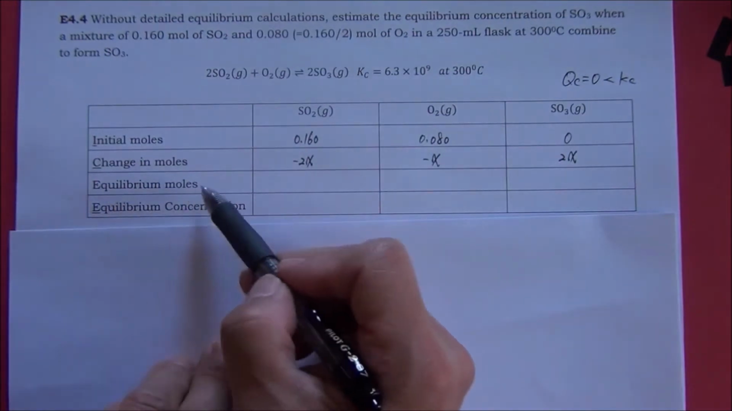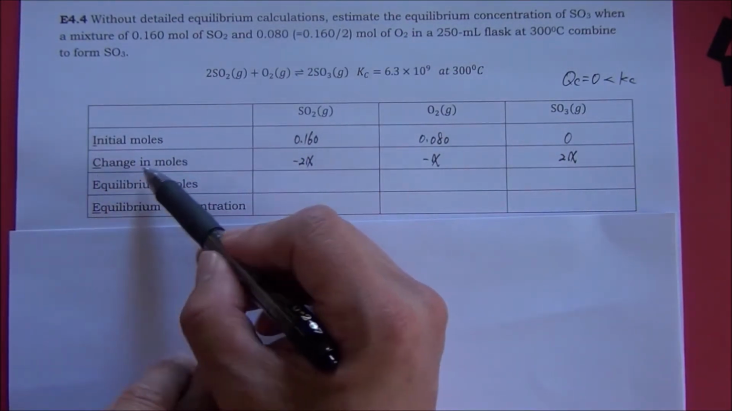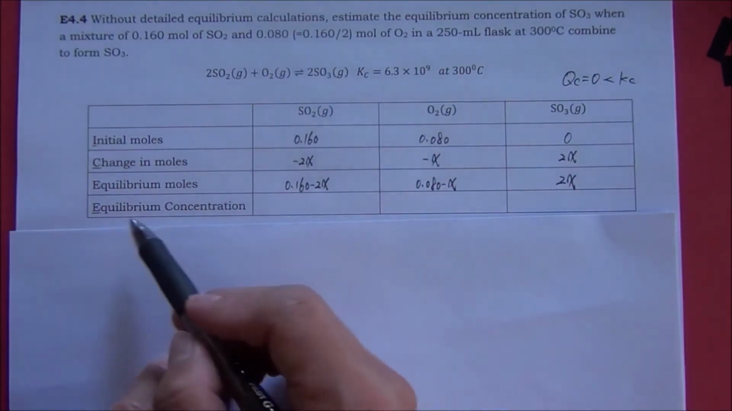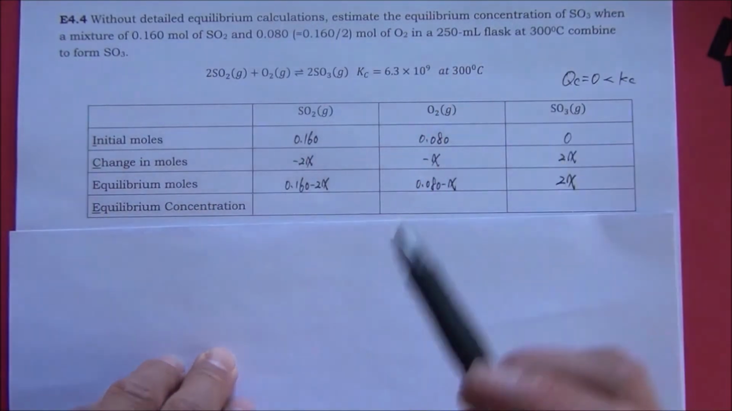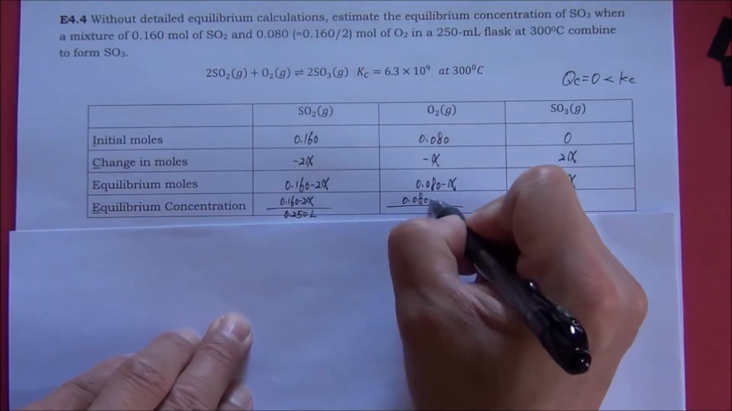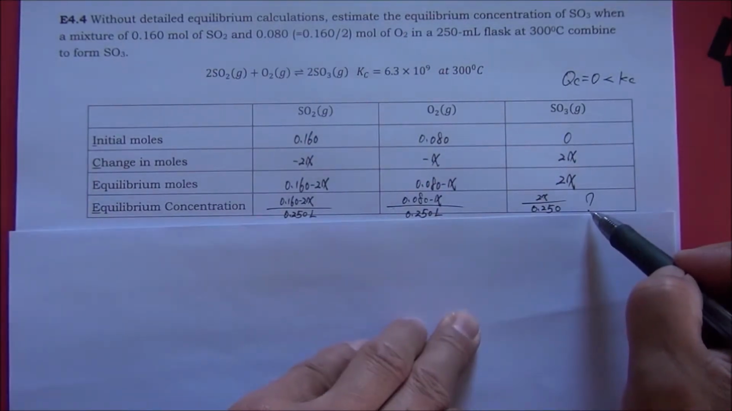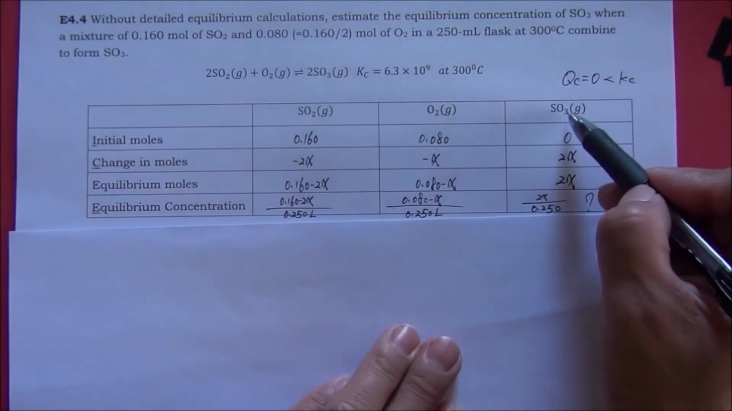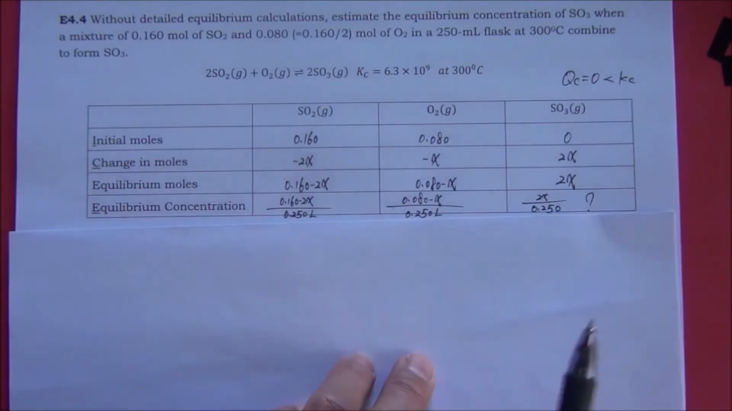The equilibrium moles is always equal to the sum of the initial moles and the change in moles. We can calculate the equilibrium concentration from the equilibrium moles and the volume. I put a question mark here to indicate the equilibrium concentration of sulfur trioxide is what we are looking for. We are not looking for x.